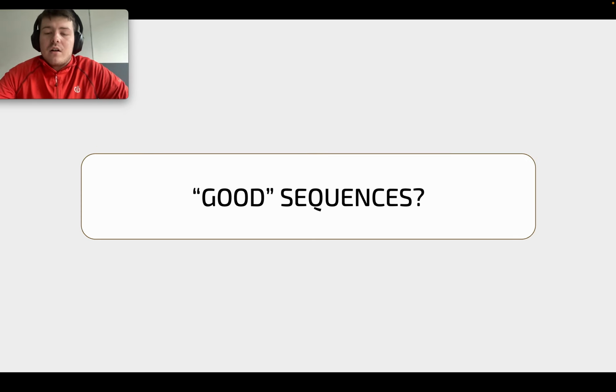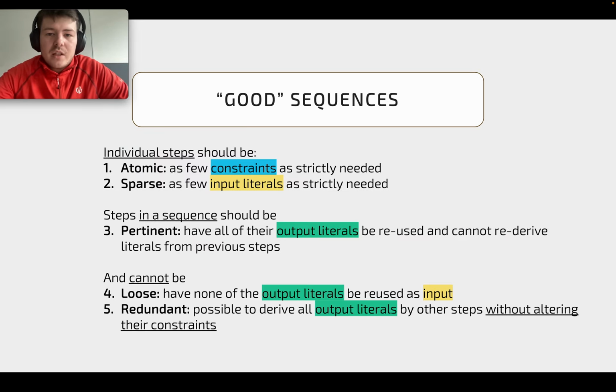So what exactly are these good sequences? How do we characterize good sequences, or how would we like good sequences to look? We have derived 5 main properties. First of all, we say that the steps should be atomic. That means that steps contain as few constraints as strictly needed. This helps, of course, in understanding individual steps.